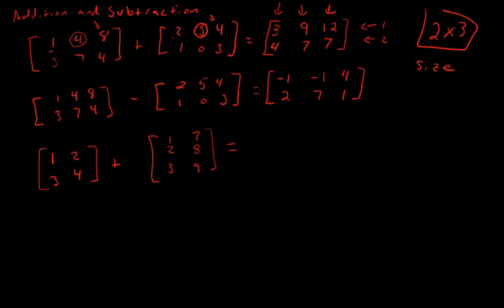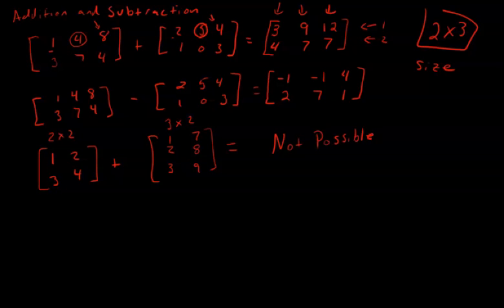And then what would I add to 3? What would I add to 9? Well, this is a problem, right? What's the problem here? The problem is that the first matrix has 2 rows and 2 columns. The second matrix has 3 rows and 2 columns. So because these have different size, 2 by 2 and 3 by 2, this is not possible.